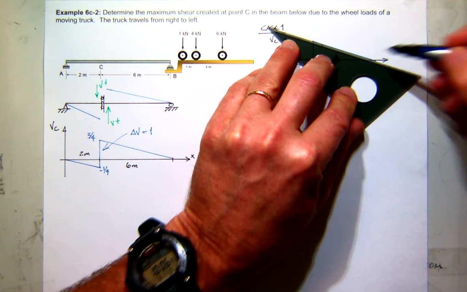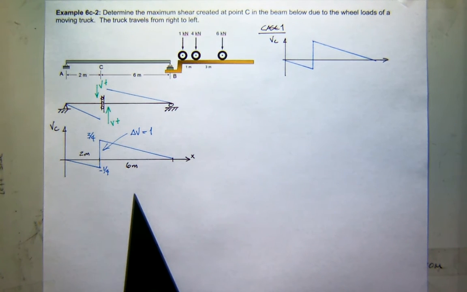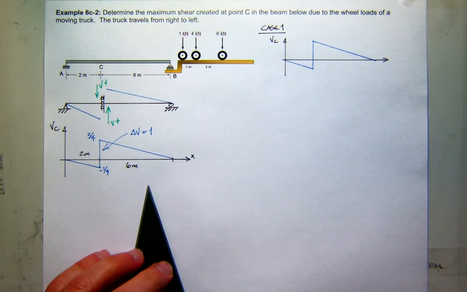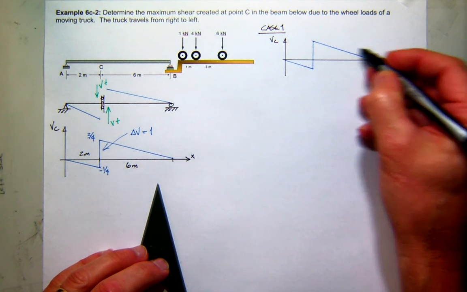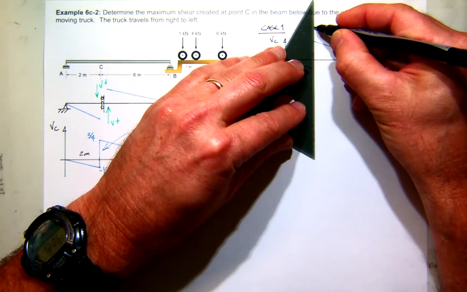Just to give you the rough shape. And then we're going to roll over our load. So the first load is going to start on the right side and come over. That's our 1 kilonewton load. So it's going to land right about here.